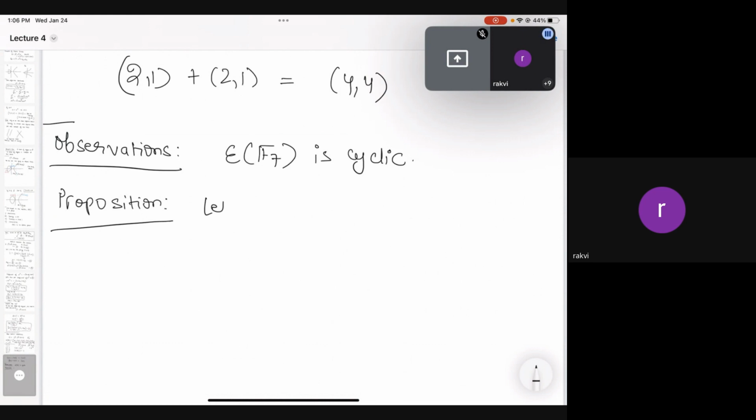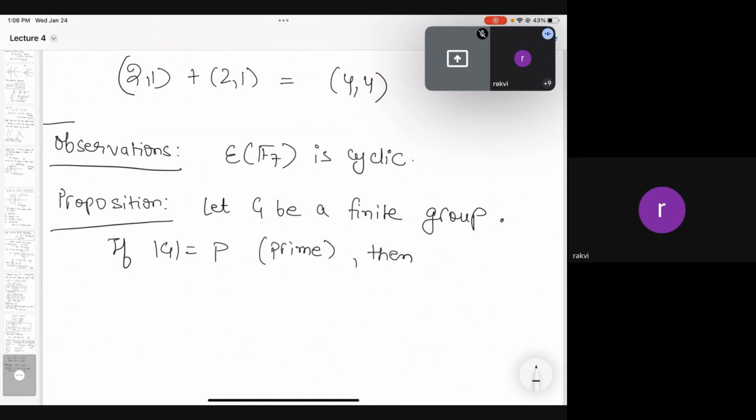So let G be a finite group. By finite group, I simply mean that as a set, its cardinality is finite. If the order of G is prime, then G is cyclic. And by cyclic, I simply mean that it is generated by a single element. By generated, I mean that you take an element and you keep applying the operation to itself and you will generate the entire group. Okay.